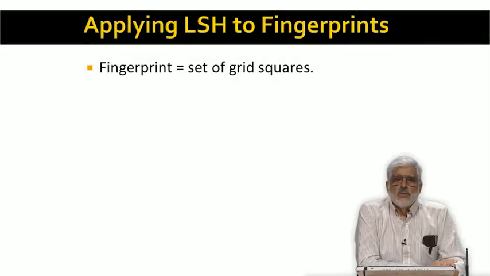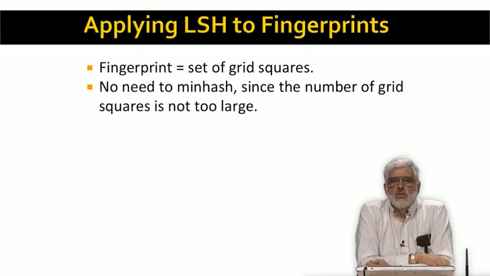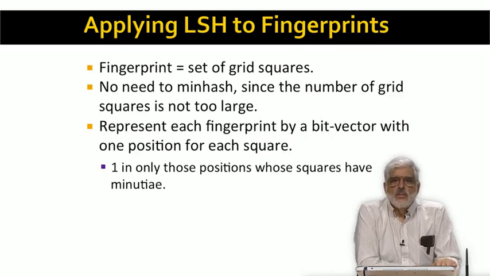Remember that we represent fingerprints by sets of grid squares, those with minutiae. We could min-hash these sets, but there is no need to. The universal set is the set of grid squares, and the grid is not too fine, so there might be hundreds or at most thousands of squares in the grid. We can thus represent each set by a bit vector with one position for each square. The ones represent squares with minutiae, and if there are, say, 1,000 grid squares, then each bit vector takes 125 bytes. That's much less space than, say, a vector of 100 integer min-hash values.